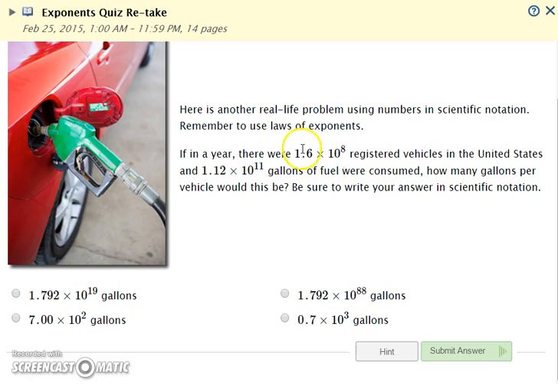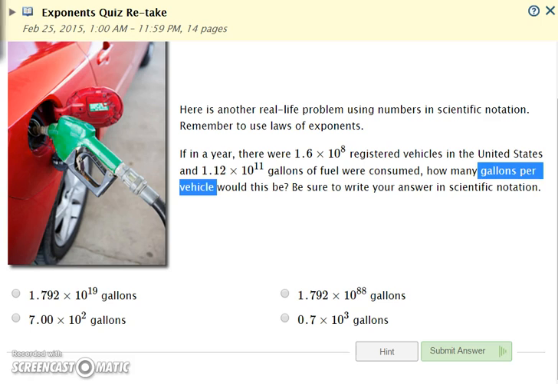All right, so for this one, I'm going to need to write this stuff down. It says, here's another real-life problem. In a year, there's 1.6 times 10 to the 8 vehicles and 1.12 times 10 to the 11 gallons. And it wants gallons per vehicle. Okay, so let me write that down, what it is that we want. We want gallons per vehicle. Okay, so that tells me what it is that I'm trying to divide. I'm going to divide the gallons by the vehicles.